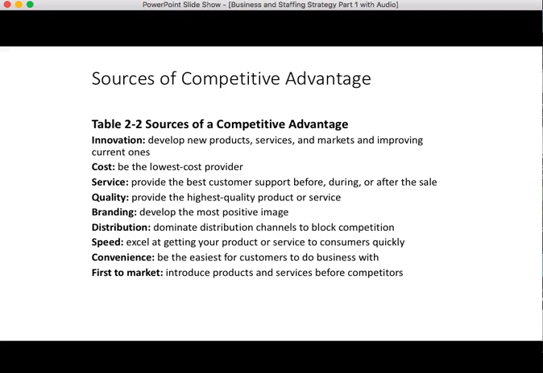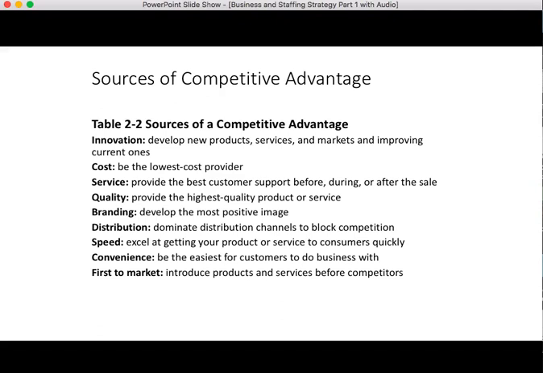You can also have a good distribution channel, one that is faster to market and may even block your competition. And that's one of the things that Walmart does. They have a really great just-in-time inventory system, so their distribution network is incredibly fast, and they're able to get products in and out onto their shelves very quickly. Speed also, the speed at getting your product to the consumer. It's not just about the distribution channel, but how quickly you can go from idea conception to delivery to the consumer. That's important.